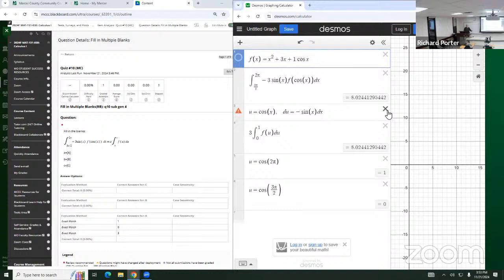So you've changed everything from one variable to another variable, but you have to change the limits of integration. And all they ask for you here to do is tell you what A, B, and C are. A is the number in front. What's the number in front here?